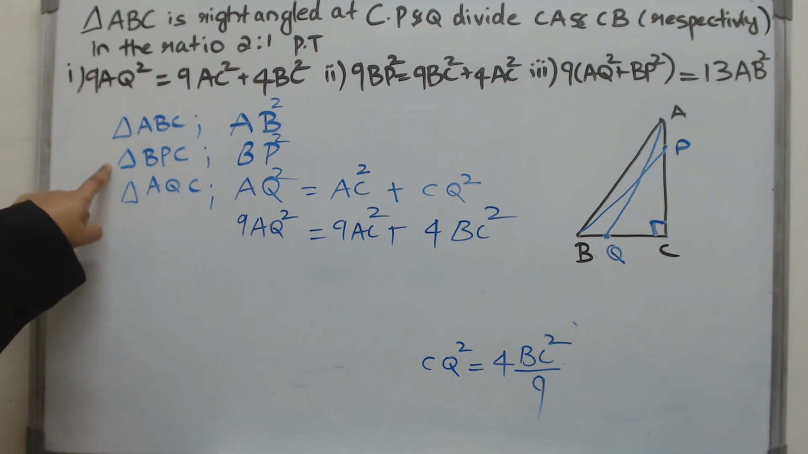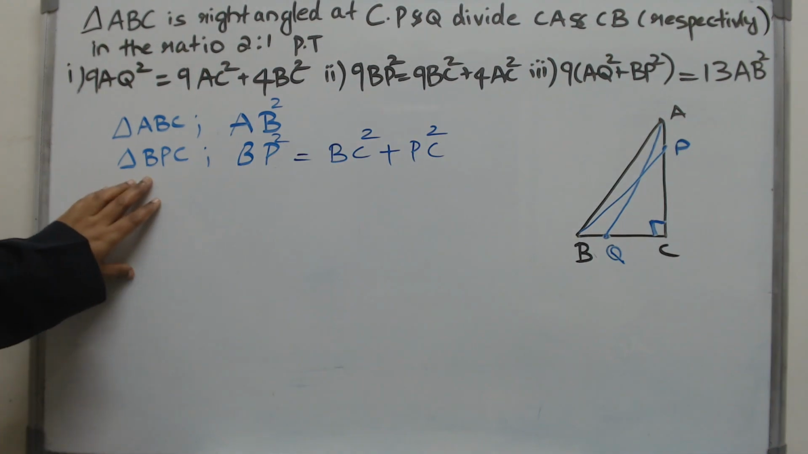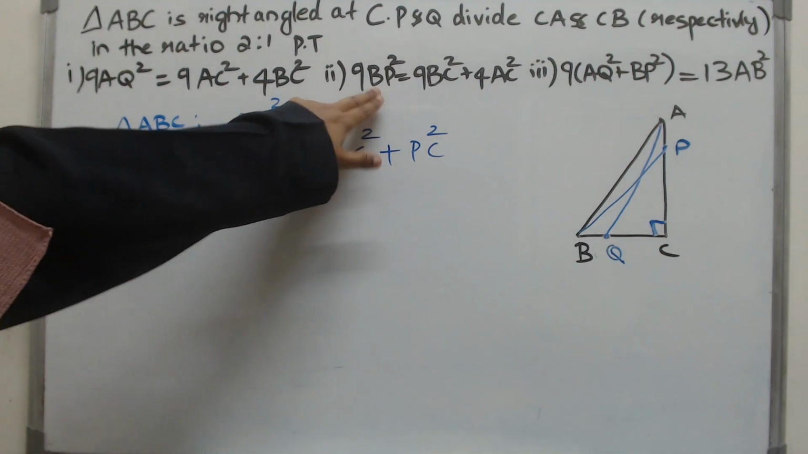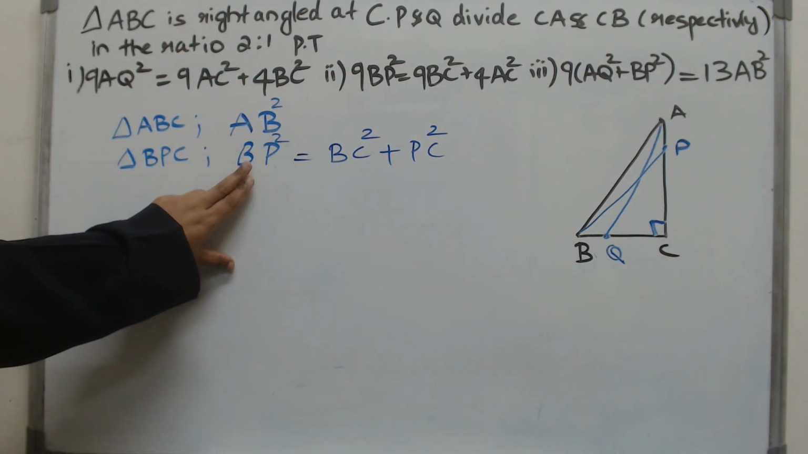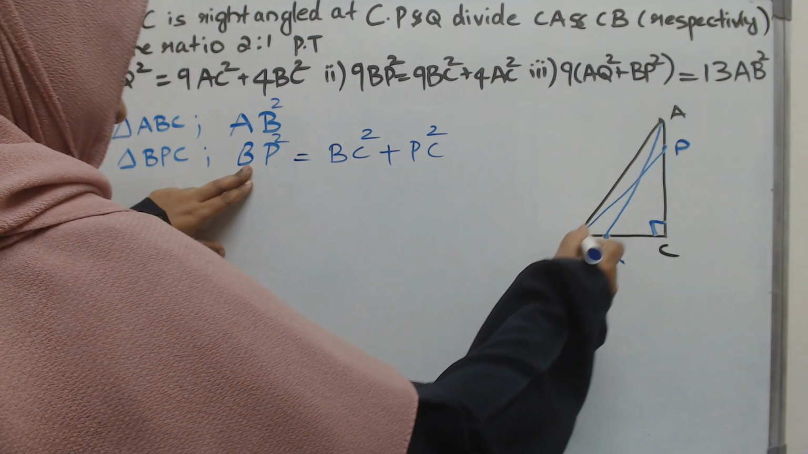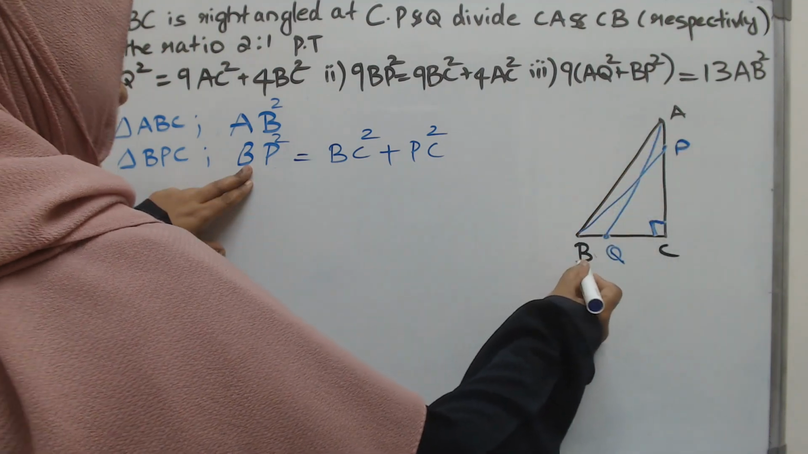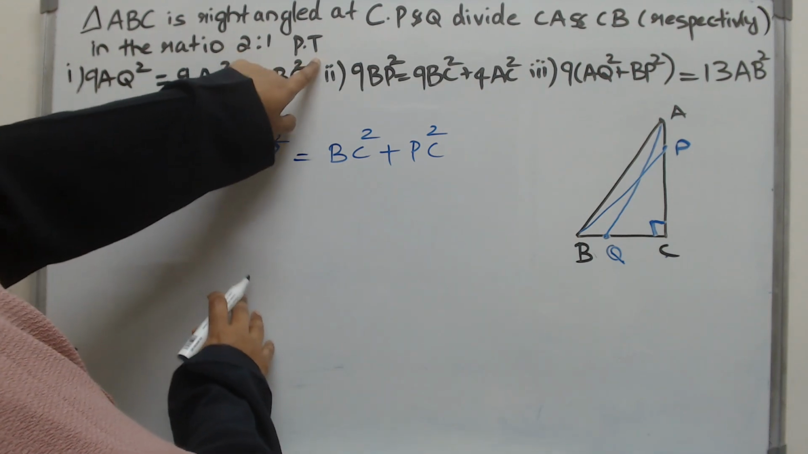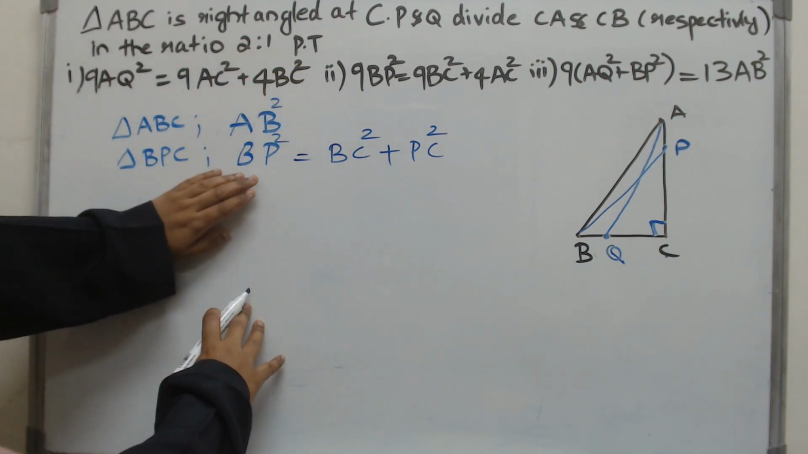Similarly, we will proceed with the second one. Take the next right triangle. Its hypotenuse here is BP square. In this triangle, BP square is what? BC square plus PC square. There. And this is the result that we have to prove.